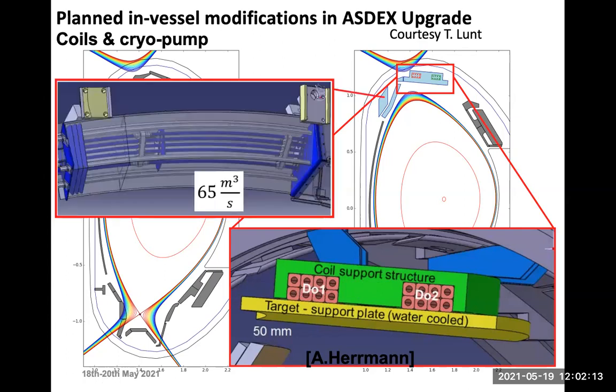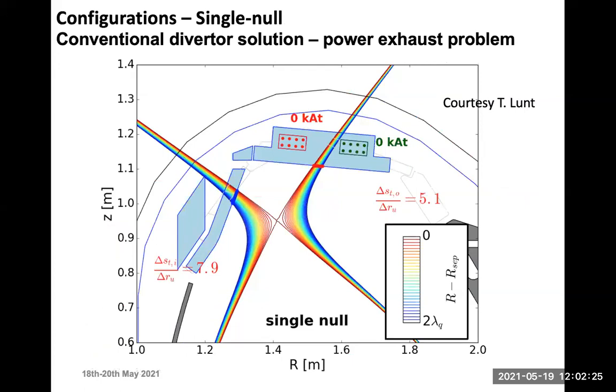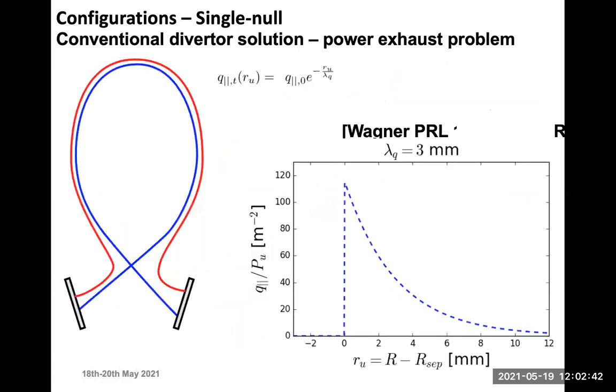So this is just a schematic of the cryo pump that's going to be introduced and its specification. What is the volume that it can pump at normal ambient temperature? That's 65 cubic meters per second. When the coil currents in these two additional coils are 0 kiloamperes, then you can run a standard single null divertor, so it will be compatible to compare with single null divertors.